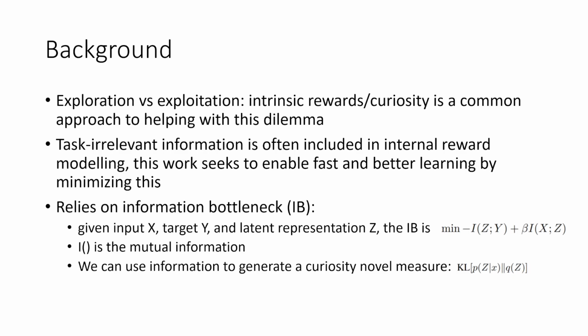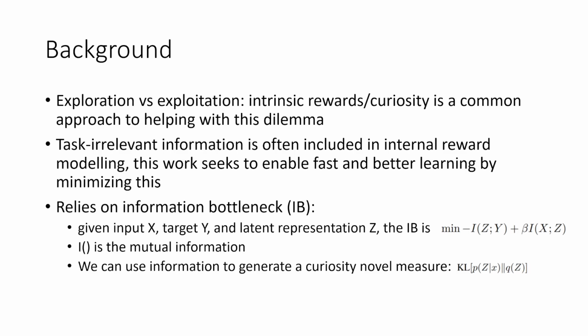So for some input distribution X, target distribution Y, and latent representation Z, which you'll see is very similar to some sort of variational autoencoder, the information bottleneck objective is to minimize the negative mutual information between Z and Y, and the mutual information between X and Z. Mutual information is basically just a measure of how similar, in some sense, or what the dependence is between these two variables, or the amount of information that you can get from one variable by looking at the other, right?